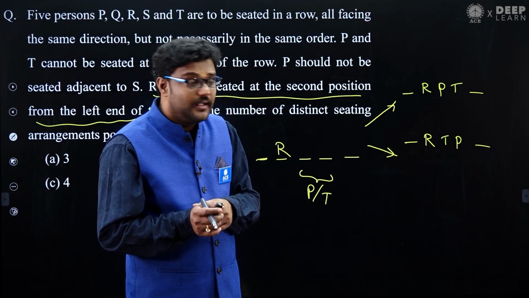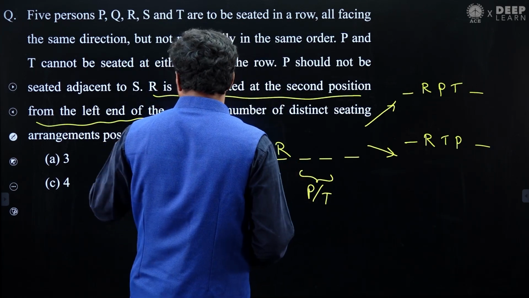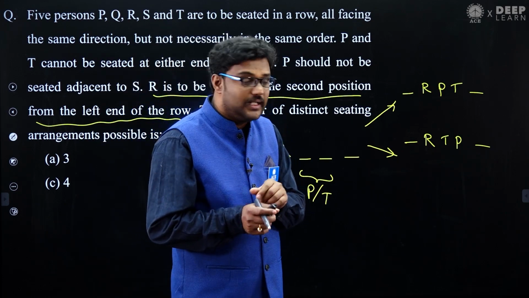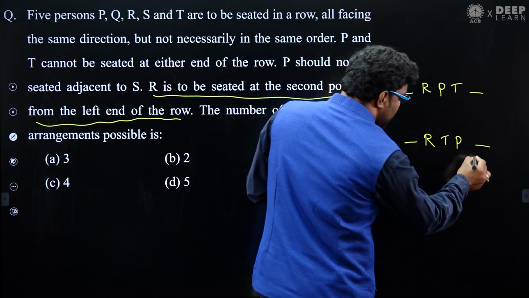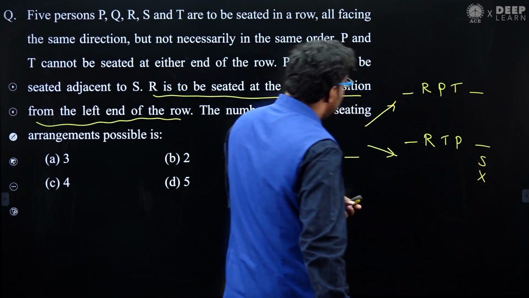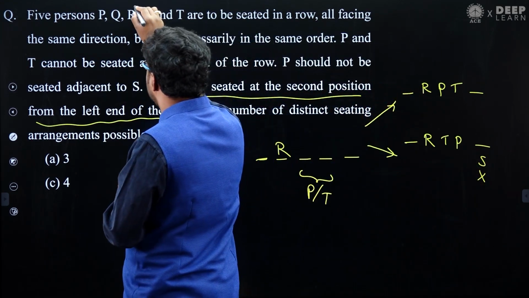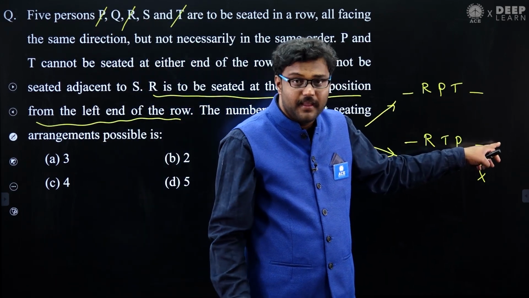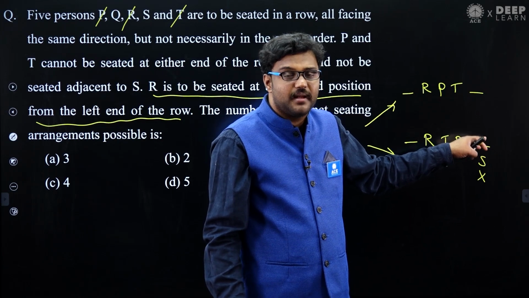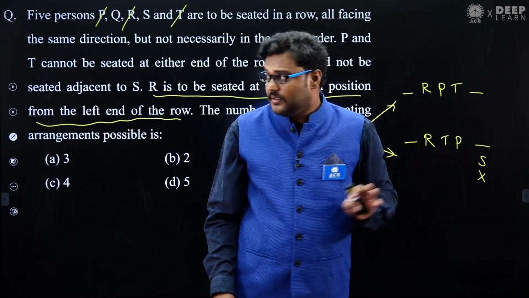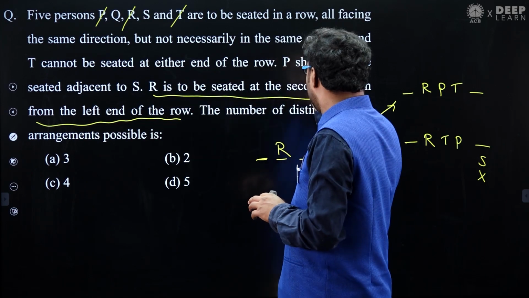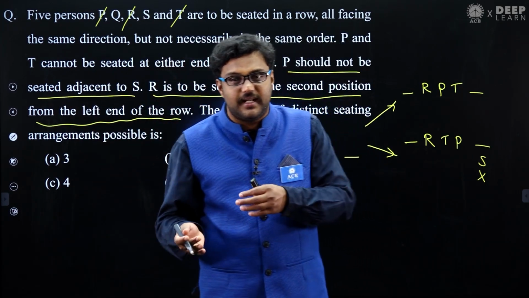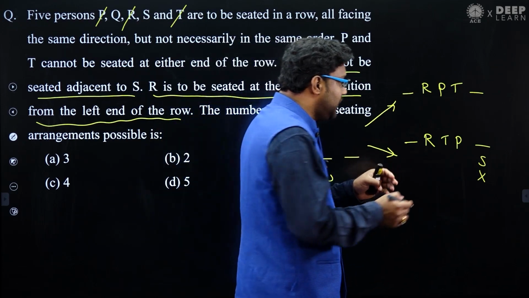Next one they mention, P should not be seated adjacent to S. So here S is not required. Among R, T, P, which is already settled, S is not required, which means this must be Q. P is not adjacent to S, they mention that clearly. P should not be adjacent to S, means left and right side it should not be there. So this must be Q.